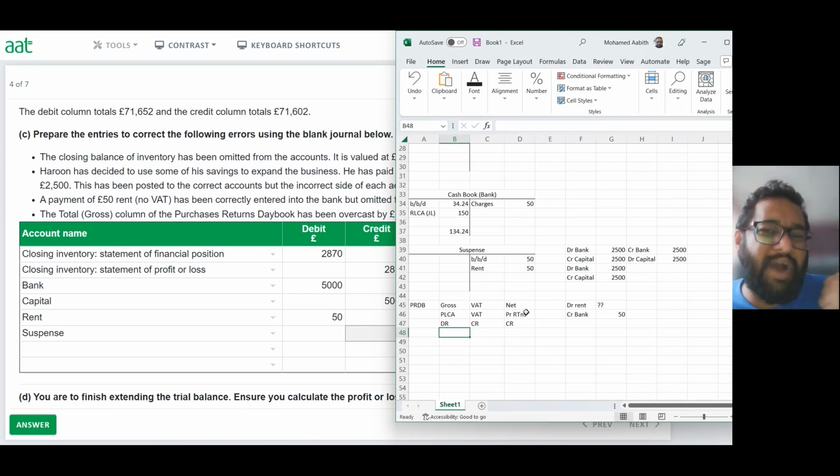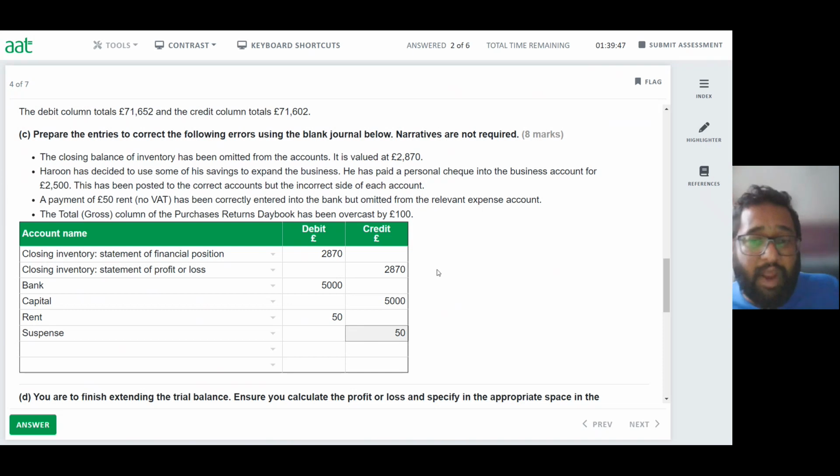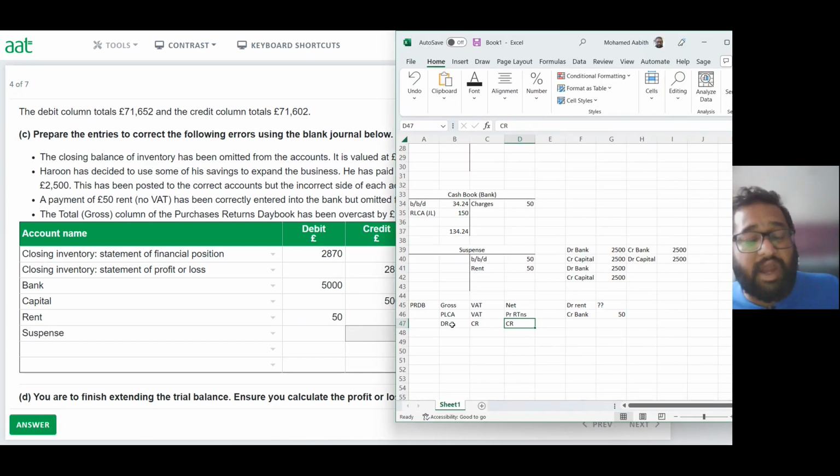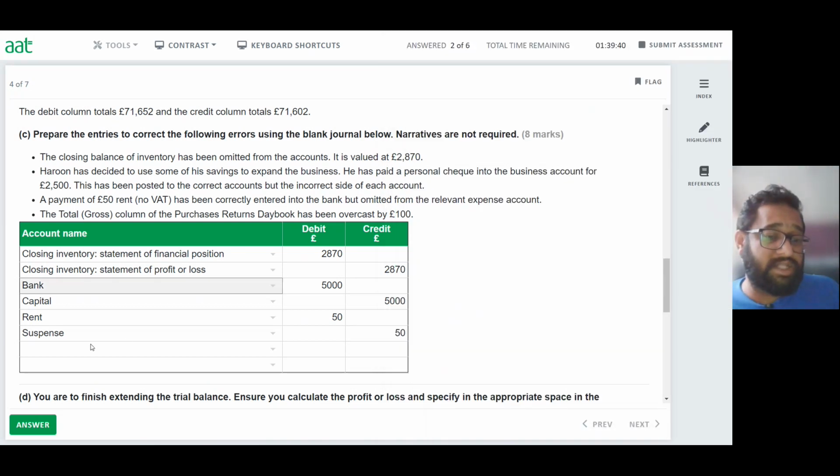Purchase return means purchase is an expense. Purchase return is a reduction of expense. So we can say indirect income. So this is a credit entry. But now the question is, this was overcast by £100 on the debit side. So if you have PLCA £100 on the debit side more, to reduce that overcast, we have to do payables ledger control account £100 on the credit side.